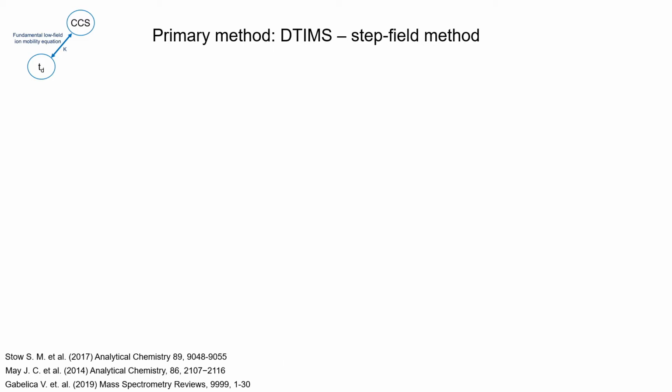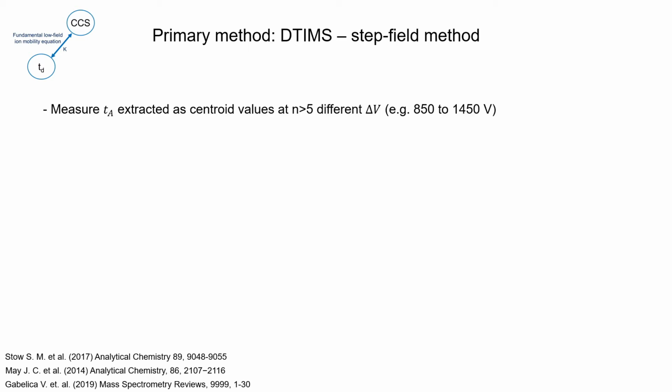The primary method using the drift tube technology is also called the step field method, as it is performed by recording the arrival time of an ion at different fields. And for the calculation of reduced mobilities and derivation of CCS values, the workflow is very simple. A standard solution containing the analyte of interest is infused directly into the ion source. The arrival time of our ionized analyte is recorded by ramping, or better said, stepping the delta voltage in the drift tube.